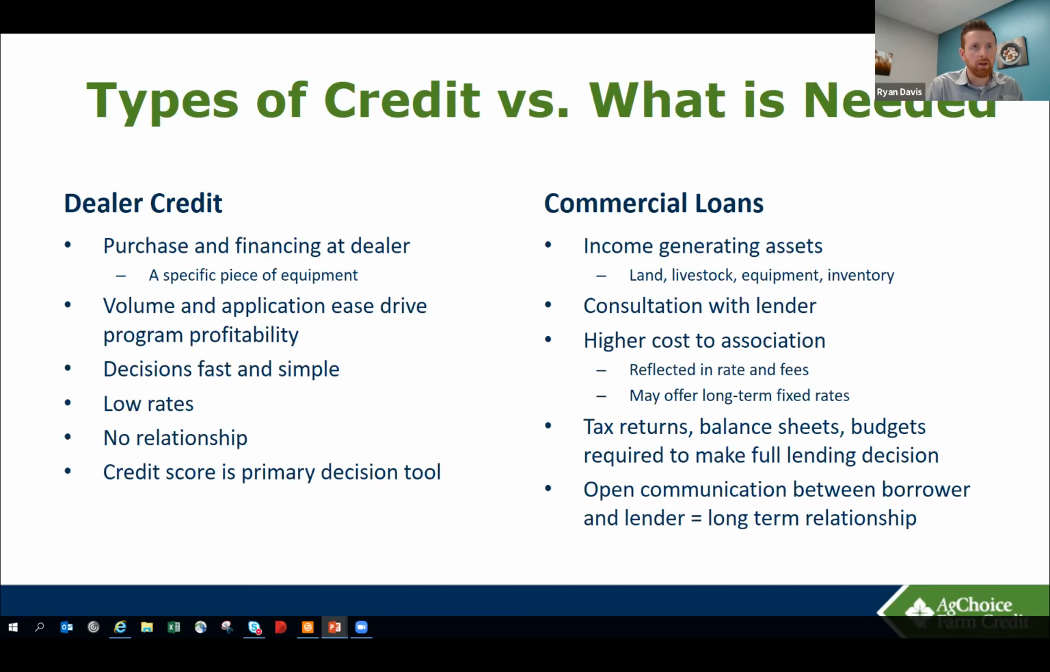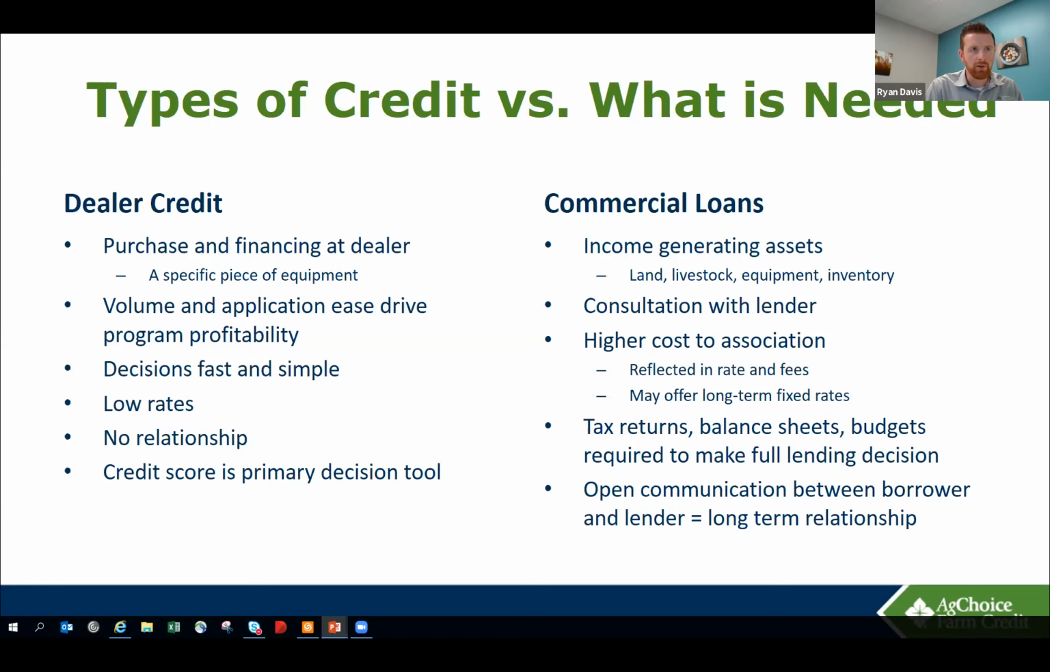Dealer credit, these are loans that tend to be originated and financed at the dealer or the point of purchase. Here at AgChoice, we do have a Farm Credit Express program where we partner with ag equipment dealers to be able to finance that equipment. These types of programs are typically driven by volume. So there are a lot of transactions at a low rate, limited information collected, and fast decisions. The volume of the transactions is used basically to reduce some of the risk associated with these loans. There's typically not really much relationship with the lender, and the credit score is the primary decision tool. So a borrower may go into an equipment dealer and get a loan with AgChoice, but they may never really interact with AgChoice because they're primarily just trying to get that piece of equipment financed.